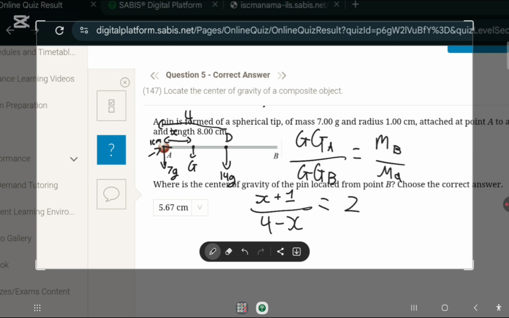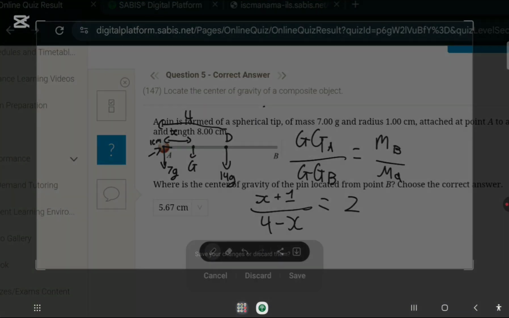Okay, so now you want to find the geometric center. You do 8 minus 2.33, because we want to find the geometric center. We found the geometric center from between those two. So now we need to minus that answer we got from 8, like 8 minus the answer. So you get 5.67. Okay, on to the next.